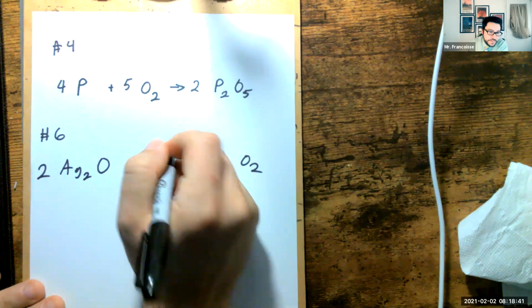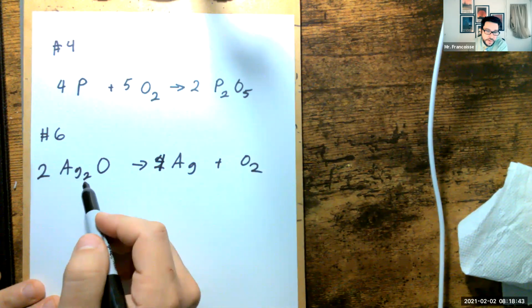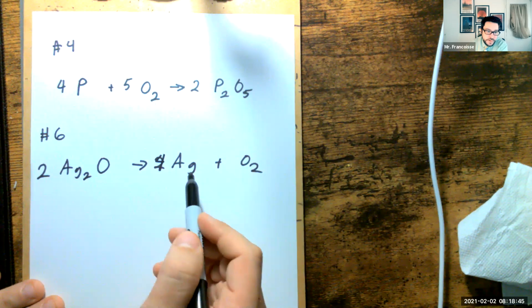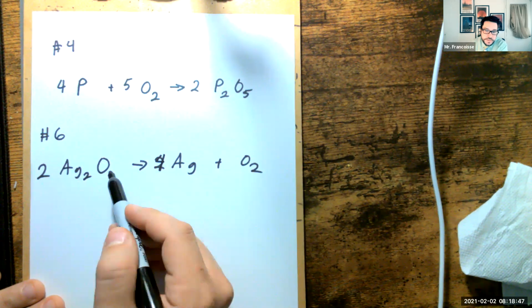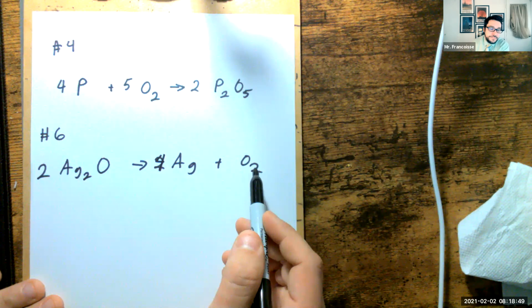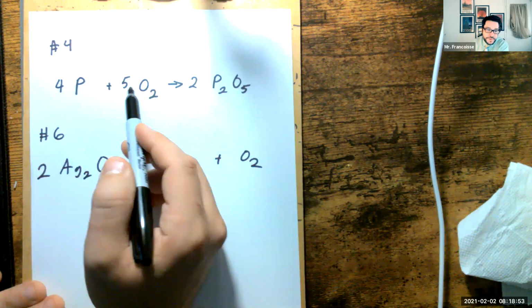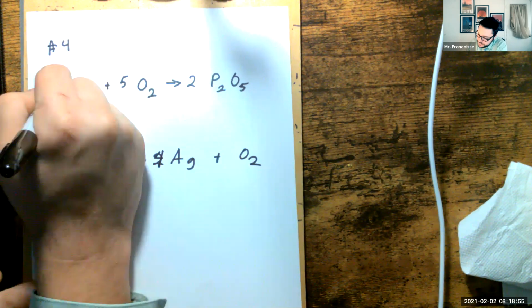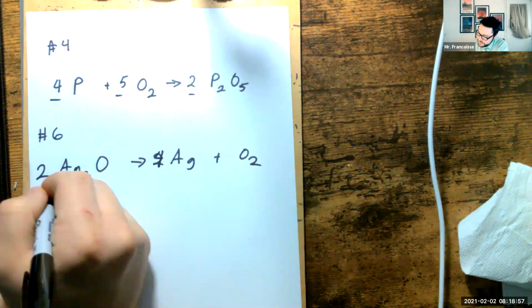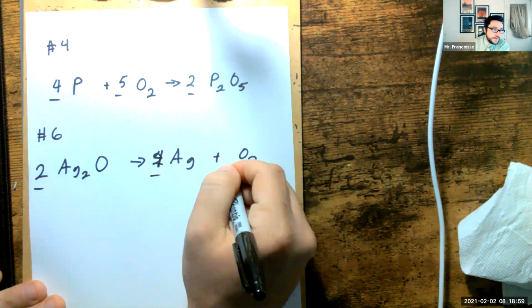Number 6, it should be 4 silver. 2 times 2 is 4. 4 times 1 is 4. And then 2 times 1 is 2. And then we have 2 here. So it should be 4, 5, 2 for the coefficients. And then we should have 2, 4, and then nothing here.